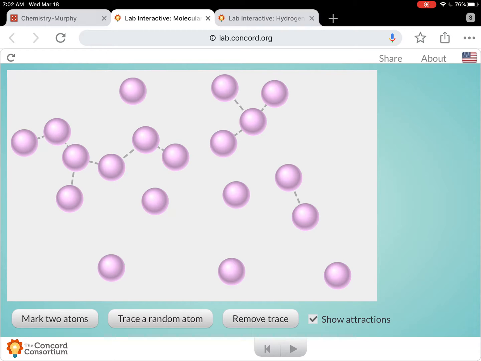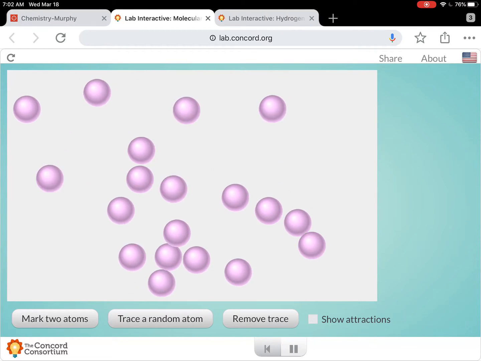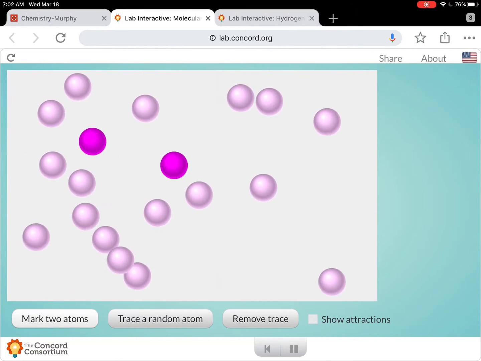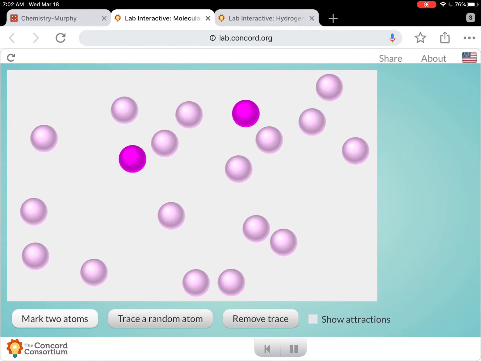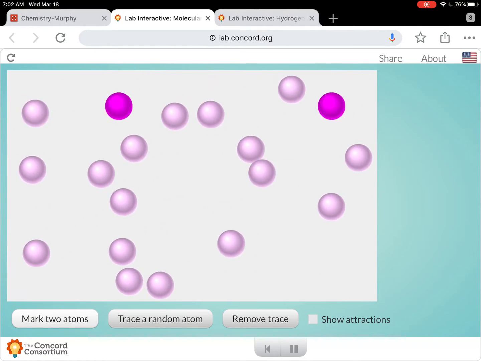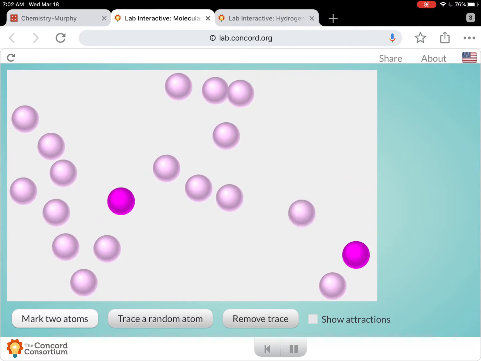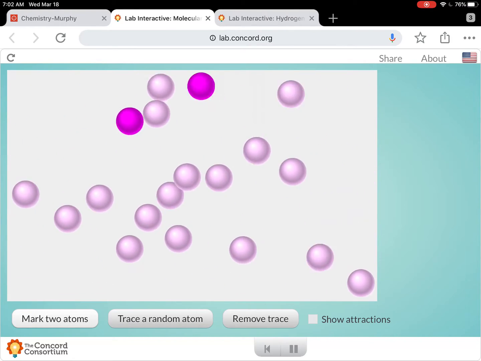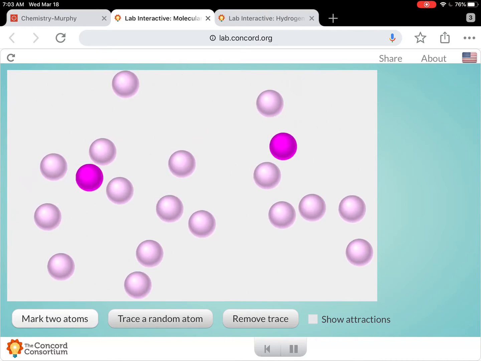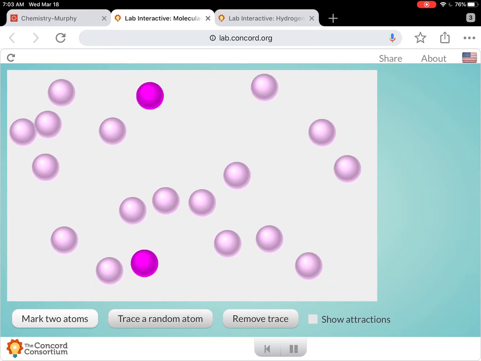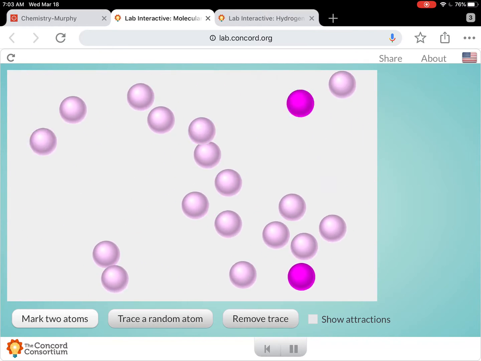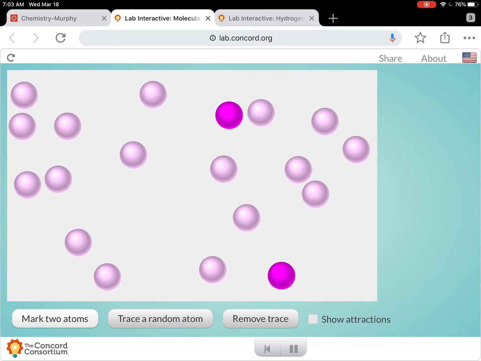So I want to go to the ideal scenario of what a gas particle is. I'm going to hit play here, and I'm going to mark two atoms because it's easier for us to see. Just focus your gaze on these two dark purple circles. What's the direction in which they're going? Do they ever sit still? These are the questions that you should be observing at the moment.